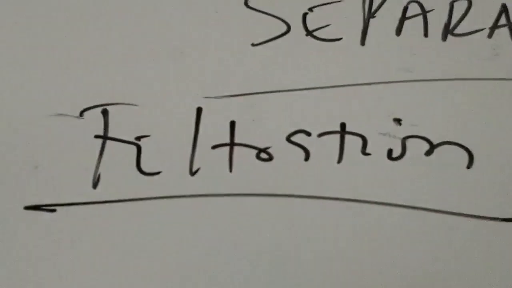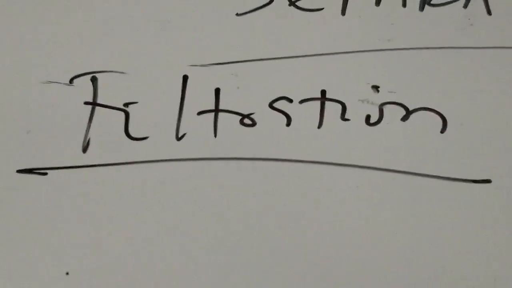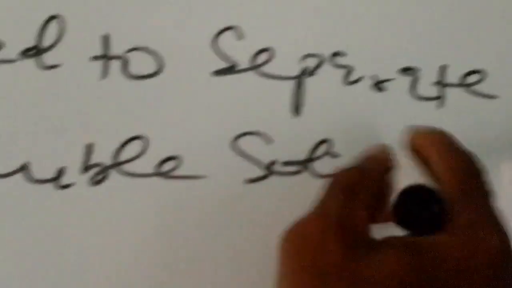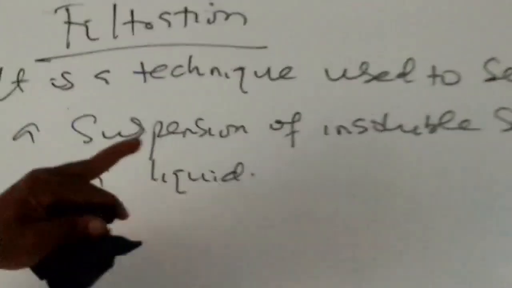Filtration. How do we filter, or when do we use filtration? Filtration is a technique used to separate a suspension of insoluble solid in a liquid. So we use filtration for suspensions of solid particles, that is, an insoluble solid in a liquid.